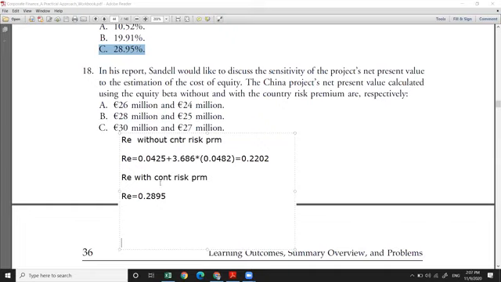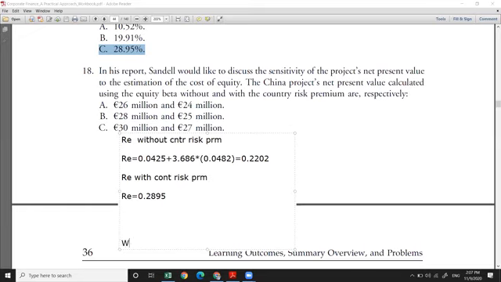And what do you do here, guys? First of all, you're asked to calculate the NPV using different WACCs: the WACC considering the country risk premium and the WACC without country risk premium. And the cash flows are given above. I'll go back to those cash flows. So your job here is to find the weighted average cost of capital with country risk premium and without country risk premium.